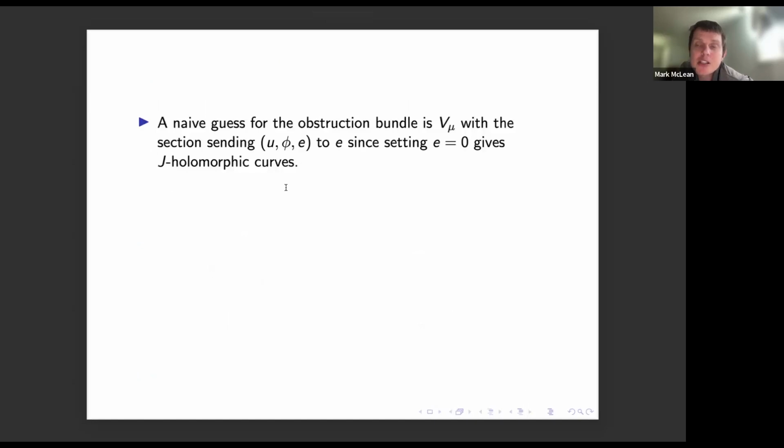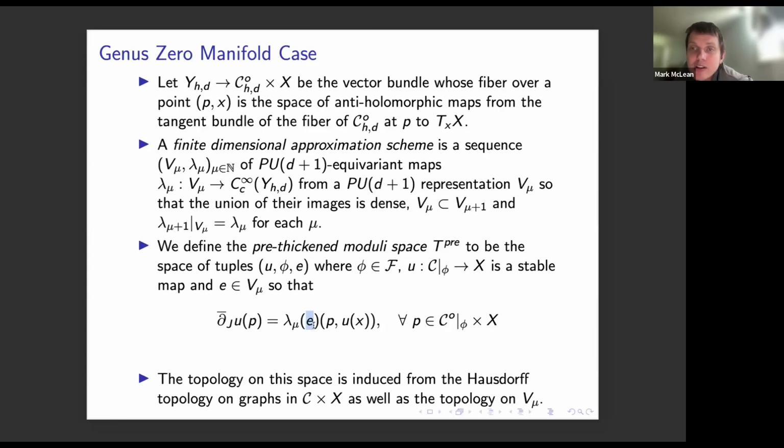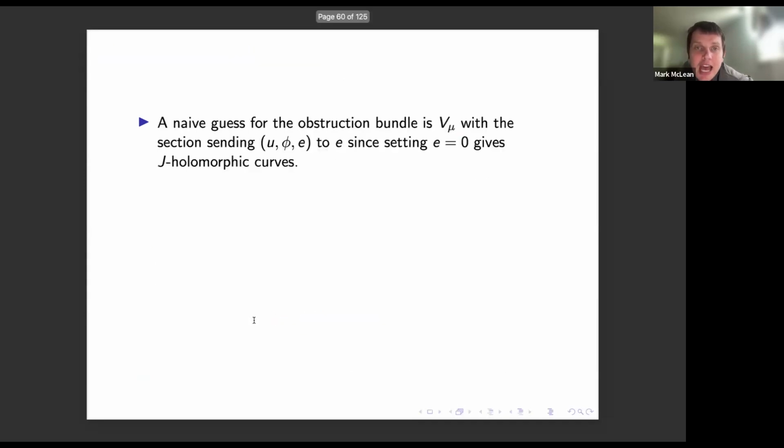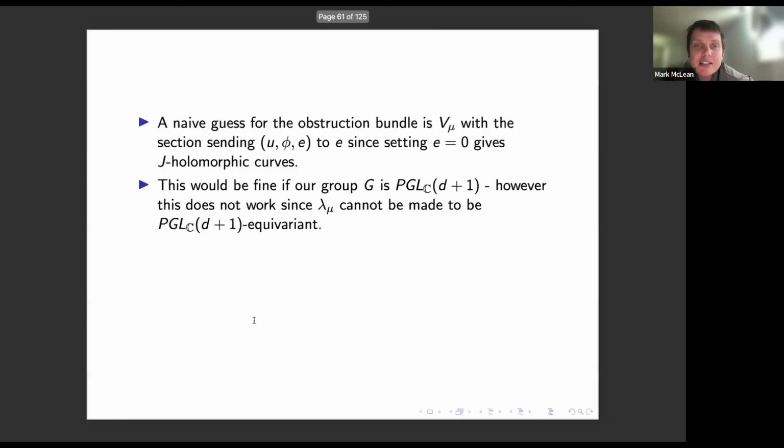Okay. So you could try and build your global Kuranishi chart from this pre-thickened moduli space. You could try and guess that the obstruction bundle is V mu. You could think of this pre-thickened moduli space as your thickening, and put an obstruction bundle over it, which is V mu. Then there'll be a natural section of it given by E. When you set E equals 0, you get J-holomorphic curves. If you look at this previous equation and set E equals 0, then lambda mu of E is 0, and so d-bar of u is 0, and it will be holomorphic curves. This is a good guess for the global Kuranishi chart of the moduli space of curves. But the problem is it's sort of too big.